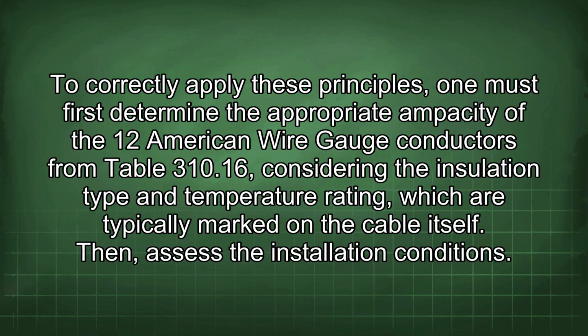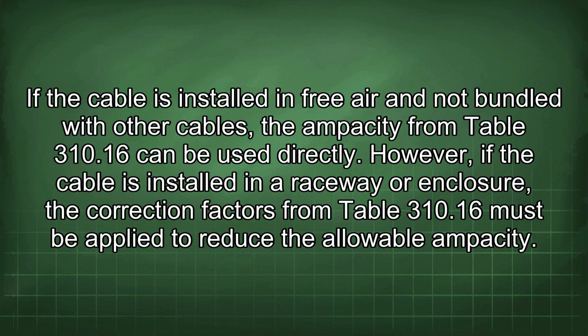cable. To correctly apply these principles, one must first determine the appropriate ampacity of the 12 American wire gauge conductors from Table 310.16, considering the insulation type and temperature rating, which are typically marked on the cable itself. Then assess the installation conditions. If the cable is installed in free air and not bundled with other cables, the ampacity from Table 310.16 can be used directly. However, if the cable is installed in a raceway or enclosure, the correction factors from Table 310.16 must be applied to reduce the allowable ampacity.